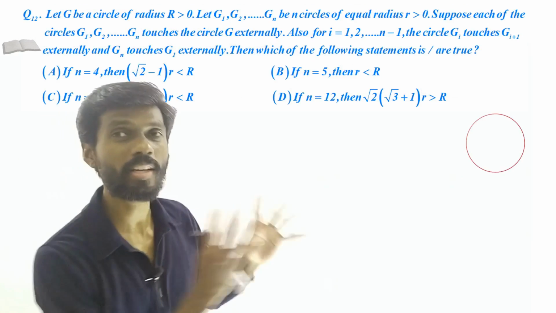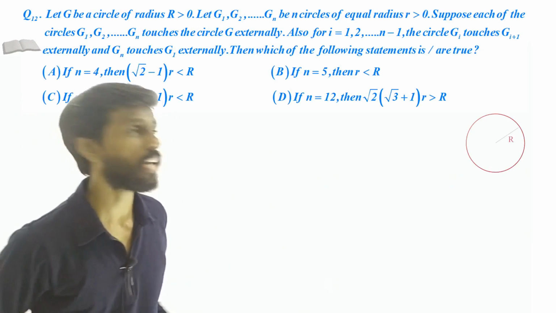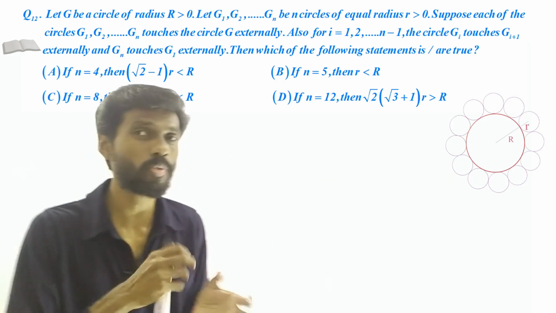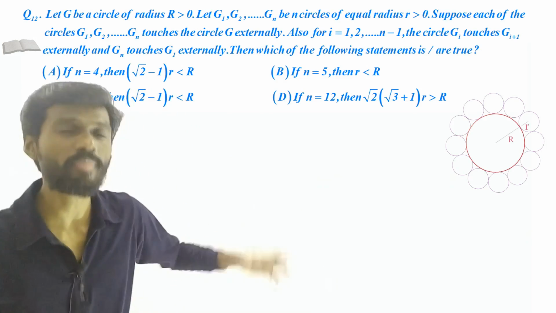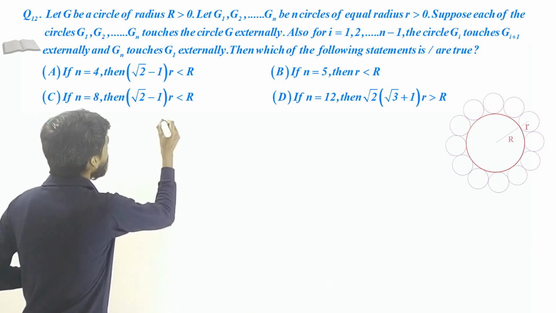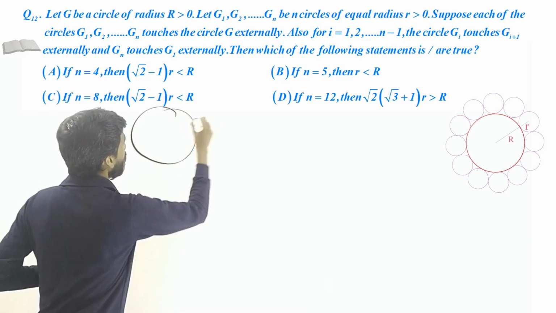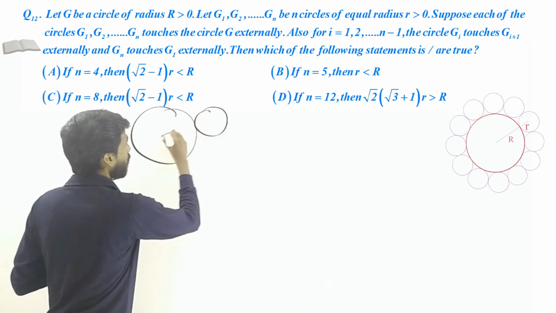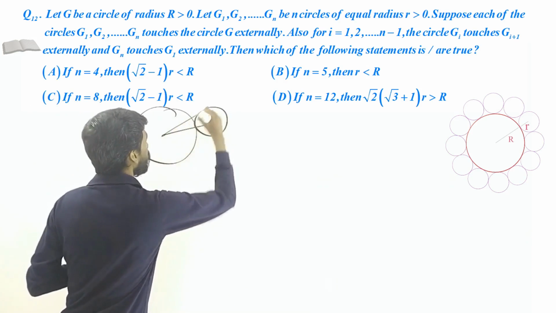Here we have a bigger circle around which we have some smaller circles. Now the radii of the circles are capital R and small r. We have to find the relation between these two values, capital R and small r, for different values of n. So let us now consider only one circle. Here this is the bigger circle and one circle touches this circle. Now you join the centers.